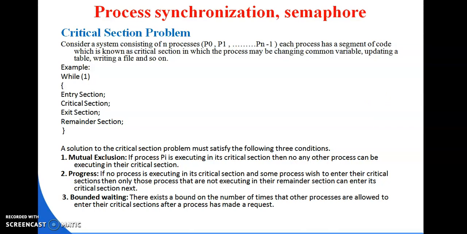Welcome back for today's class, process synchronization and semaphore. So, first, a cooperating process is one that can affect or be affected by other processes executing in the system. Cooperating processes may either directly share a logical address space or be allowed to share data only through files. This concurrent access is known as process synchronization.